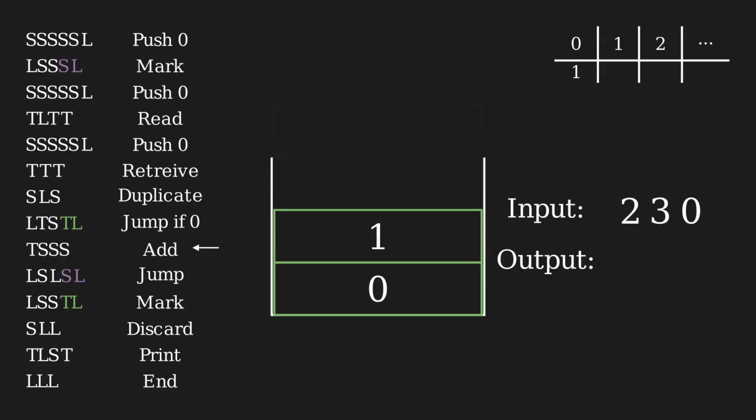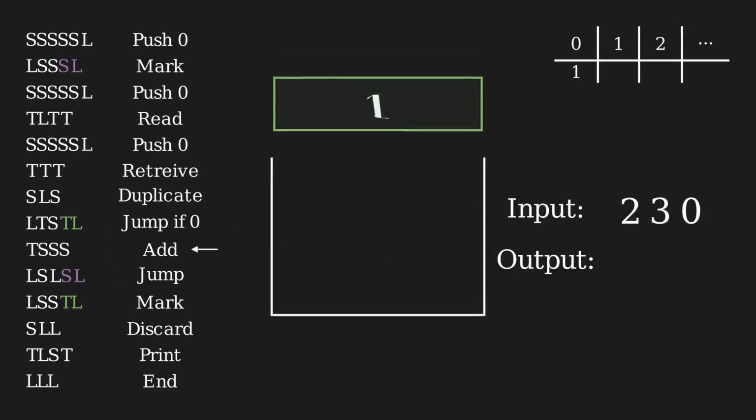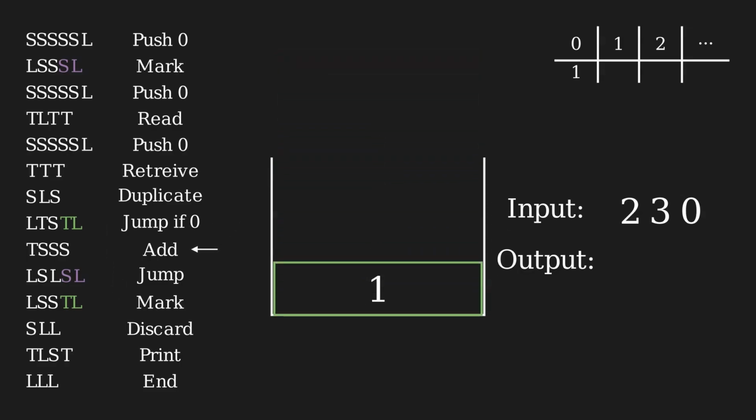If it's not 0, the program continues with add to update the current sum, then jumps back to the start. This loop repeats 2 more times, each time adding to the sum at the bottom of the stack.